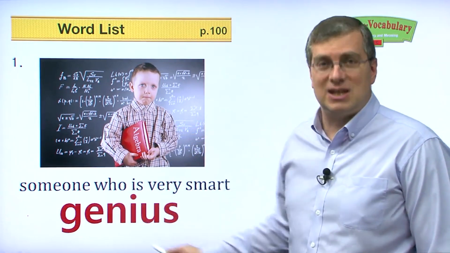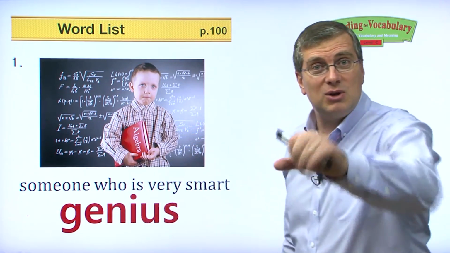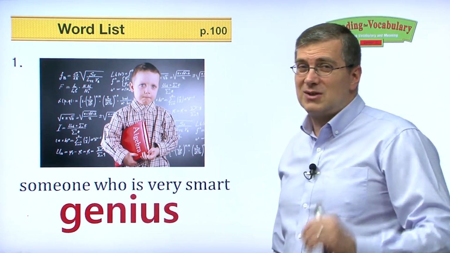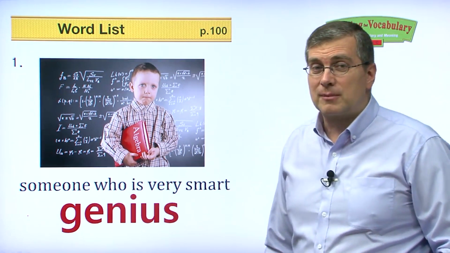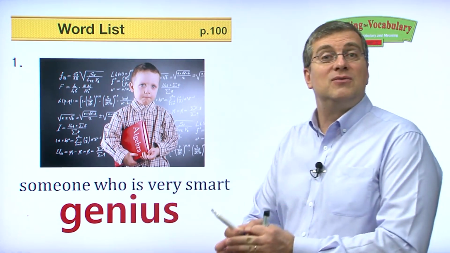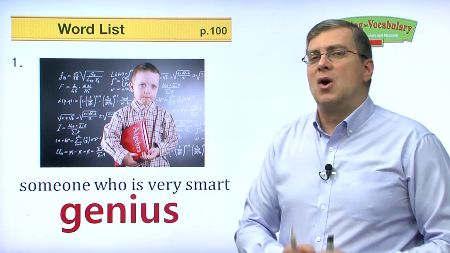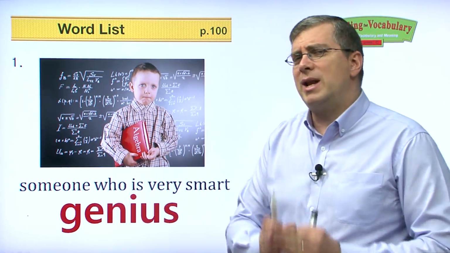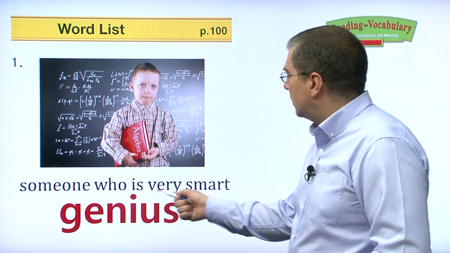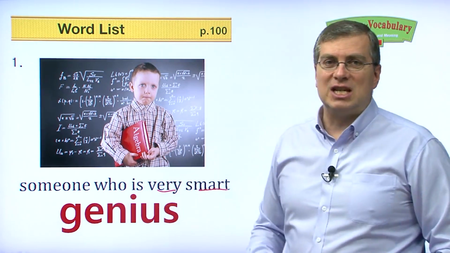He's a genius. Genius. Are you a genius? Are you really, really smart in math? Are you really smart in languages? Or maybe you're smart in something else. There are different types of geniuses, right? So maybe you're a genius in one area or another, okay? So a person who's very smart is a genius.